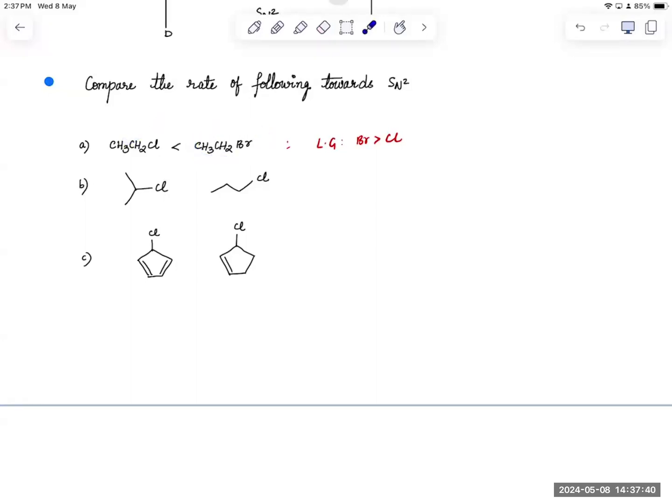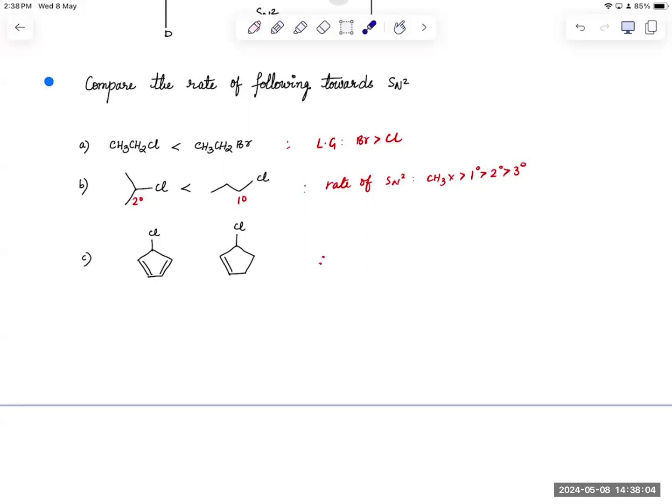Second, when it comes to crowding, this is the primary position, this is the secondary position. So primary is always more preferable than secondary. So this is how it will vary. So the rate of SN2, let me remind you: methyl halide is greater than 1 degree, greater than 2 degree, greater than 3 degree.